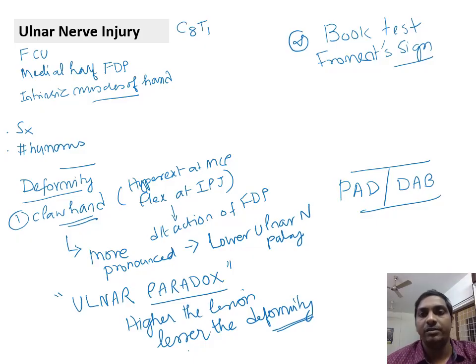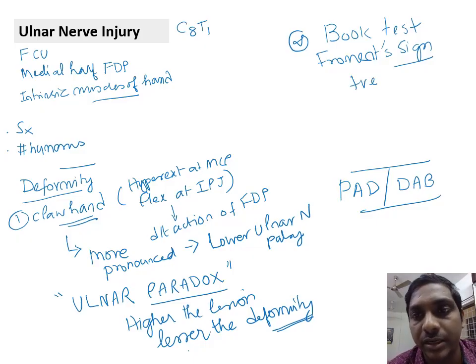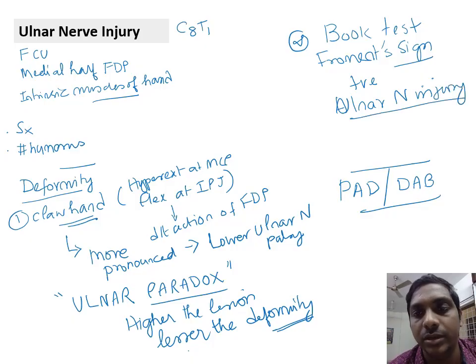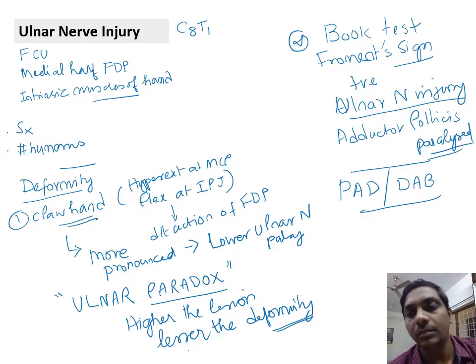So a positive Froment's sign indicates ulnar nerve injury and that the adductor pollicis is paralyzed. This is what Froment's sign indicates. The treatment is direct nerve repair, and mostly it requires tendon transfer and nerve grafting, right?